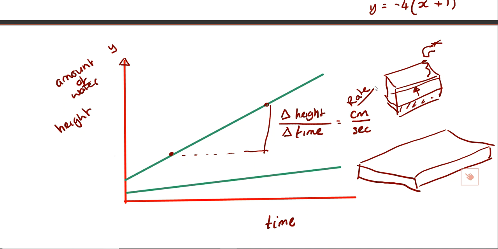All right. Now, just a quick question then. So that's the gradient. What about this value here, where it crosses the y-axis?